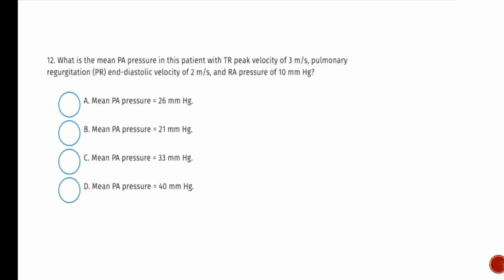So you want to work through it together? So what do they give us? They give us a TR velocity. Okay. So you're talking 4 times 3 squared plus your right atrial pressure equals 46.